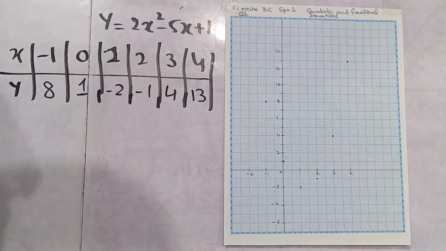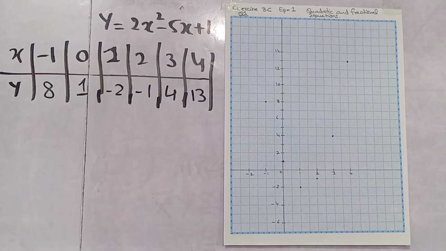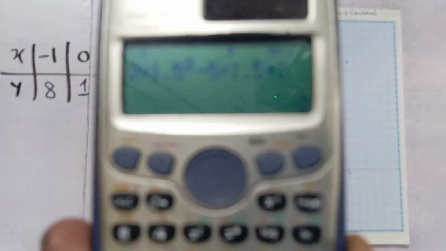So because the curve is still not smooth, I have to take some extra points. For example, I can check what the value of y is when x is 1.5. So 2 multiplied by 1.5 squared, minus 5 multiplied by 1.5, plus 1, which equals -2. So at 1.5, can you see this?